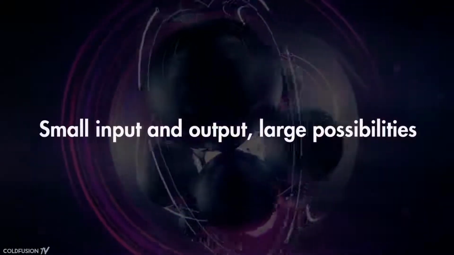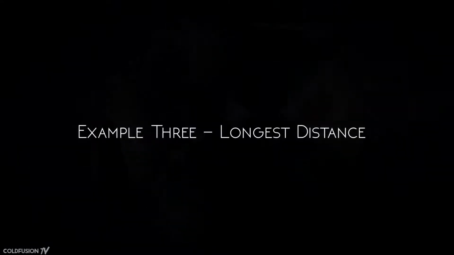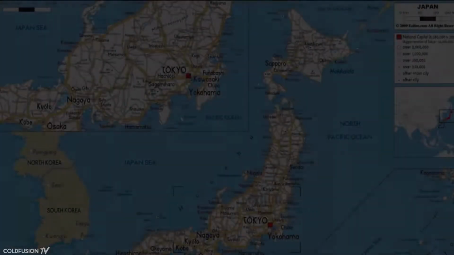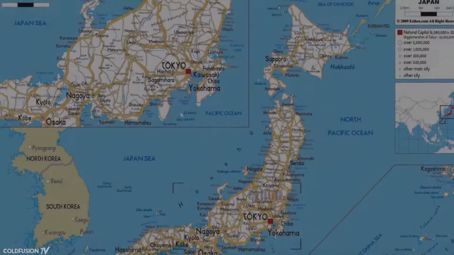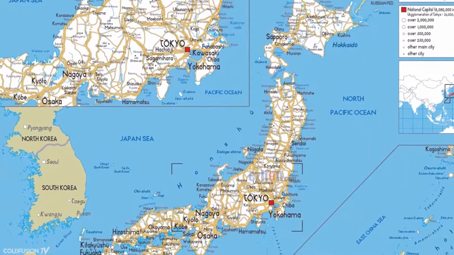a number of hours. In this case, the input is a single large number, and the output is how many sets of prime numbers multiply together to give that large number. Again, the possibilities here are almost infinite. One last, but simpler example: finding the longest distance between two cities in Japan. The input is the map data, road distances, etc.